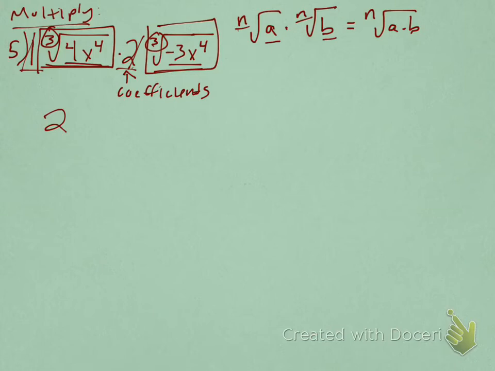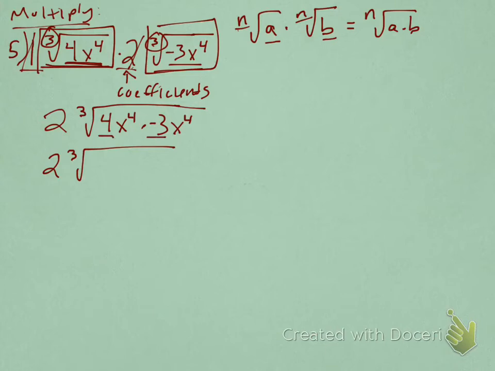So I'm going to rewrite this as the cube root of, I'm going to multiply 4x to the fourth times negative 3x to the fourth all together. So that's going to be 2 cube root of 4 times negative 3 is negative 12, and then x to the fourth is x to the eighth. Now I just have to do the same thing I was doing in the previous problems, right? I got to look for perfect cubes.